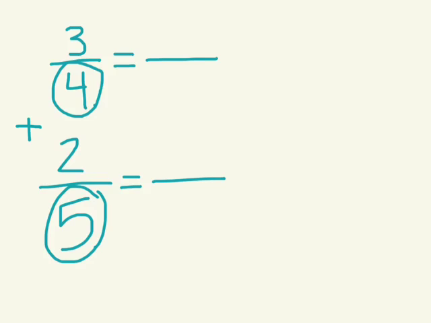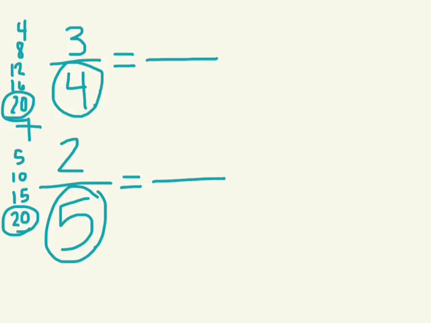So let me list their multiples. 4, 8, 12, 16, 20. 5, 10, 15, 20. Hey, I found one. 20. 20 is a multiple of 4 and 5, and it's the least, meaning the smallest one that they have in common. Their least common multiple. So that is my new denominator.